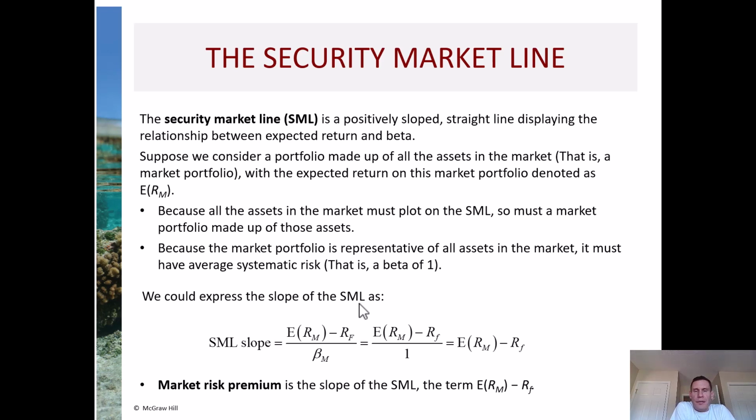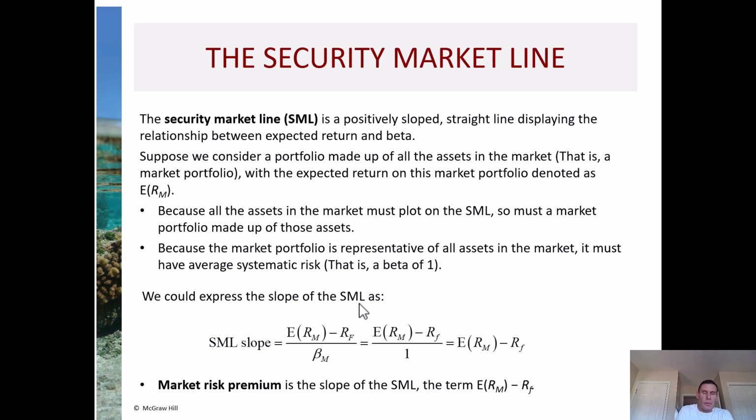Suppose we consider a portfolio made up of all the assets in the market. That is, we'd call that a market portfolio. Makes sense, right? With the expected return on this market portfolio denoted as E(R_M). Because all the assets in the market must plot on the SML, so must the market portfolio made up of those assets. Now, because the market portfolio is representative of all assets in the market, it must have average systematic risk, that is, a beta of 1.